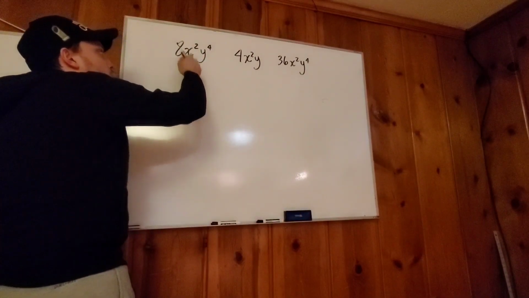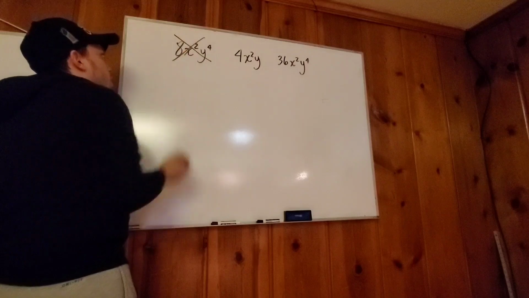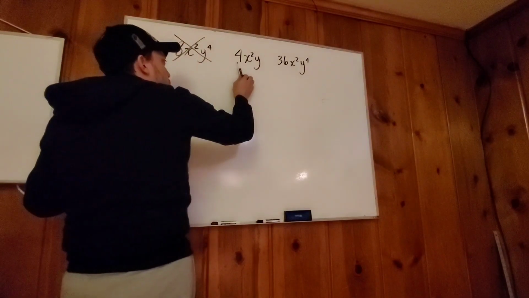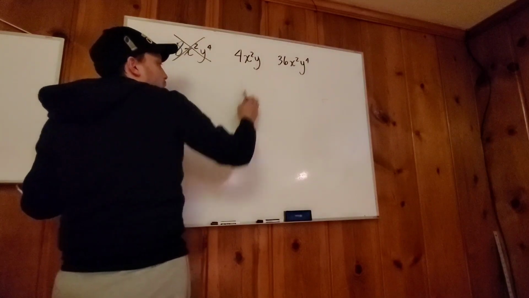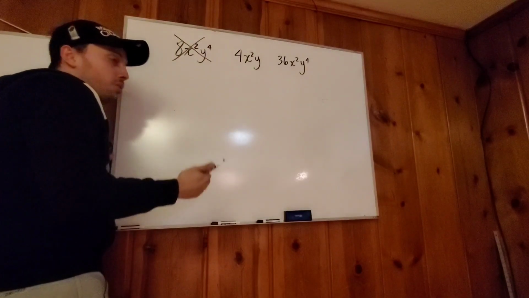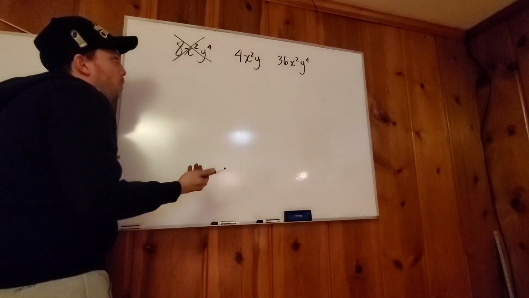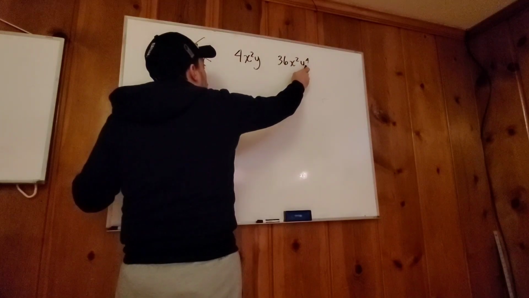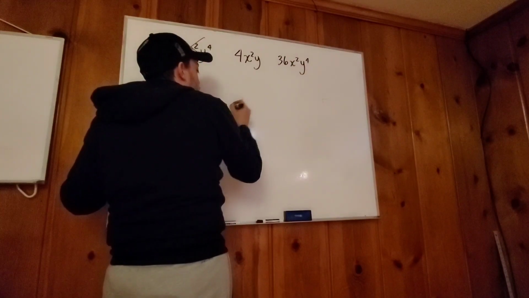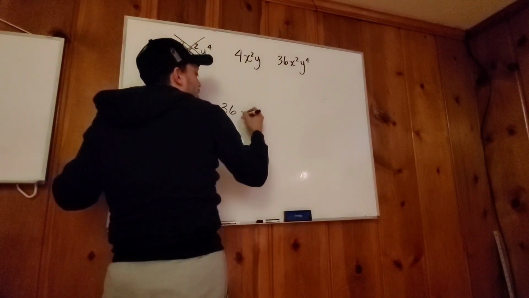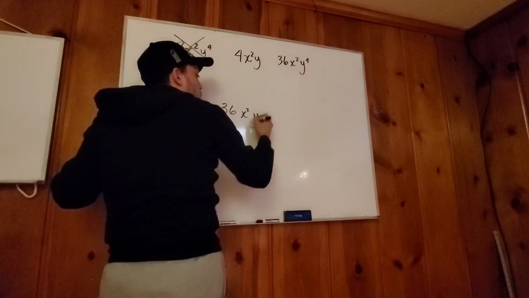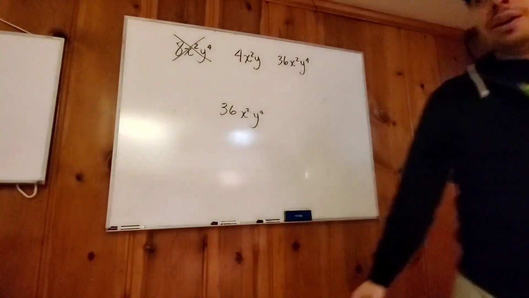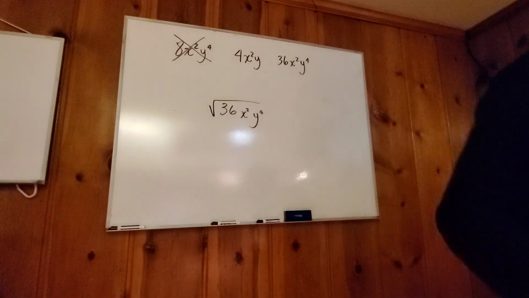So this one doesn't count because the number is not a perfect square. This one is a perfect square. This one is a perfect square, but this one is not, because y is just by itself. The square root of y is just the square root of y. We don't know what it would be. But in here, 36 x squared y to the 4th, this one would be it, because the square root of 36 is 6, the square root of x squared is x, and the square root of y to the 4th is y squared. Boom. That will be our perfect square for a monomial.